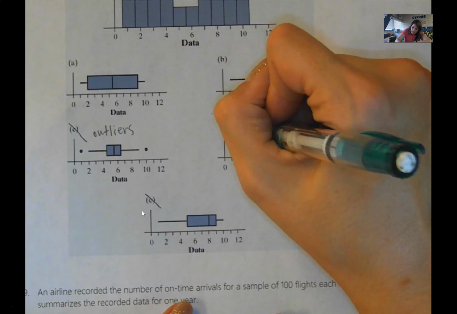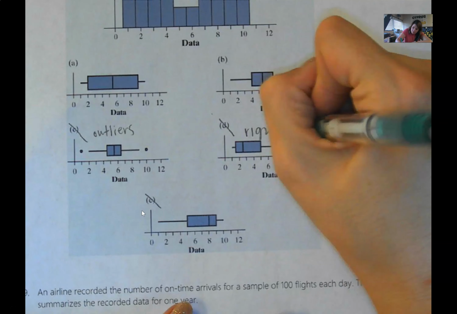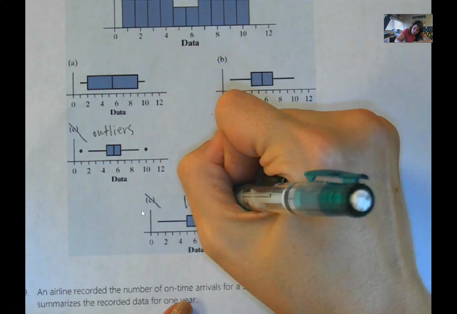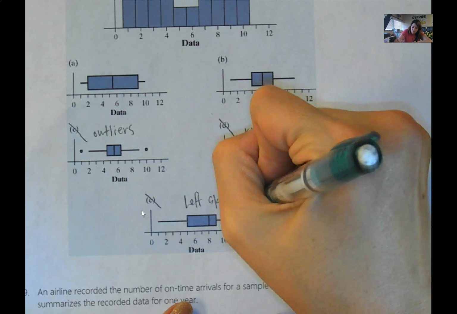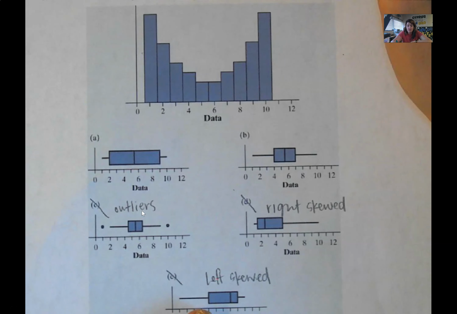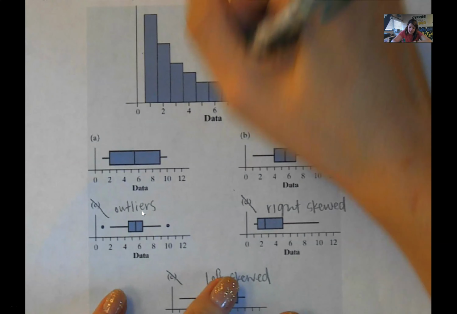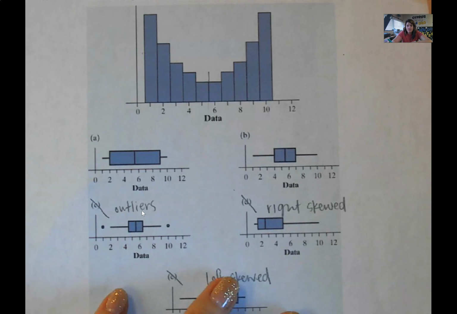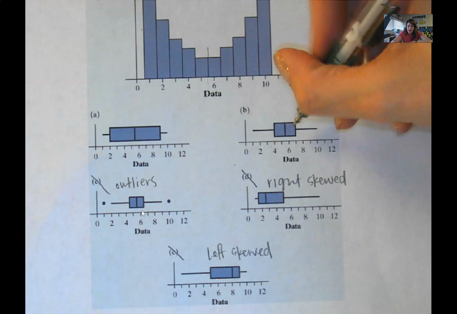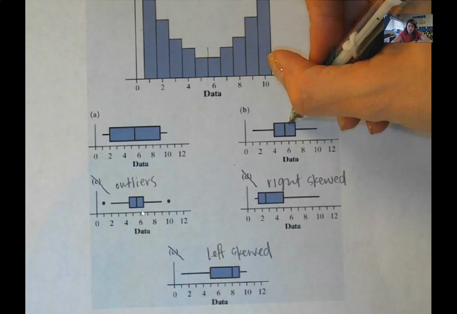So D is right skewed. E is left skewed. So it cannot be either of those because this data set is symmetric. If you folded it in half right there, it would line up exactly. So now all we have to do is decide how big the box is.